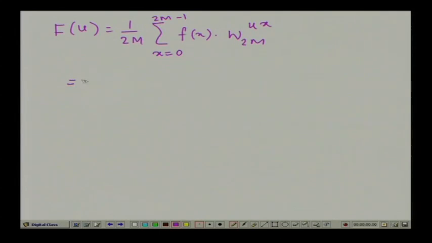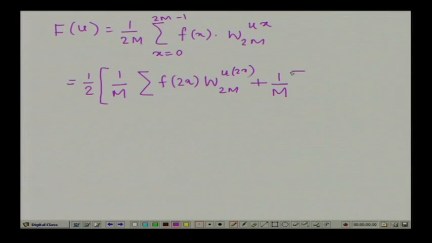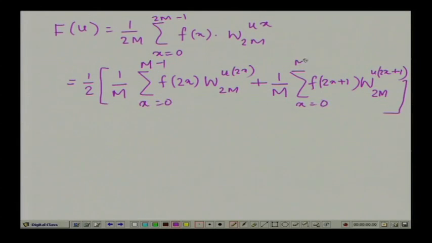The same expression I can rewrite as half of 1 upon capital M, summation of f(2x) W_2M to the power u into 2x, plus 1 upon capital M, summation of f(2x plus 1) W_2M to the power u into (2x plus 1), where x varies from 0 to capital M minus 1. Here also x varies from 0 to capital M minus 1.